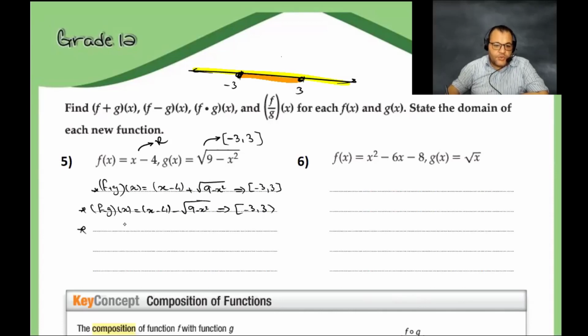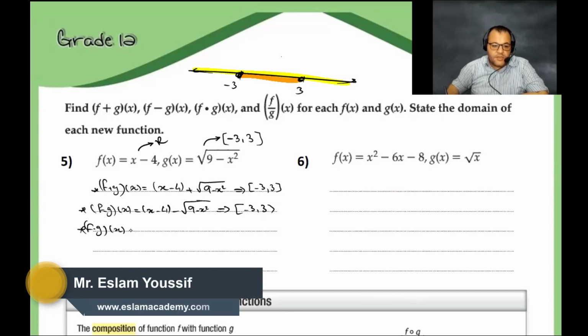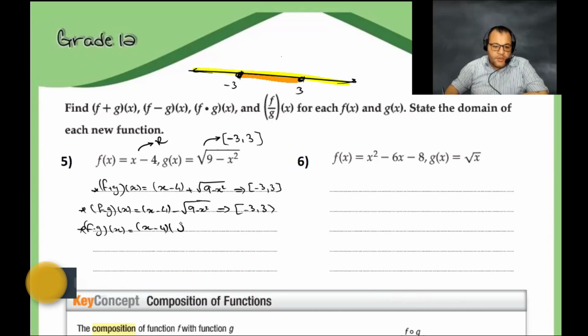Again, for the third one, if you need to multiply, f times g of x will equal x minus 4 times the square root of 9 minus x to the power 2, using the distributive property. You can solve it, and the domain also will be -3 and 3, closed. The only difference is for f over g of x, where you write x minus 4 at the numerator and the square root of 9 minus x to the power 2 at the denominator.